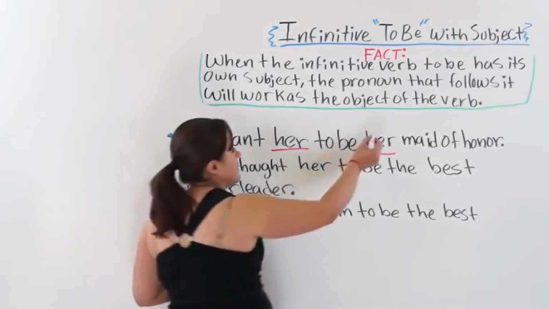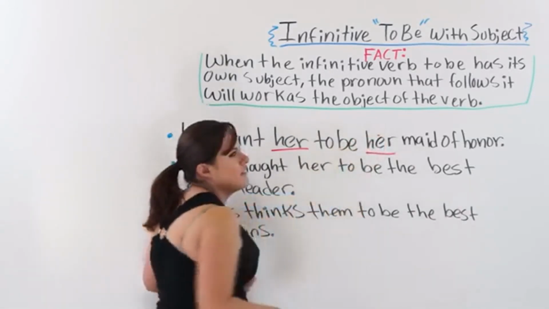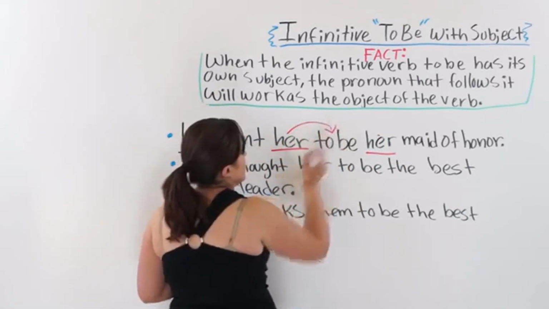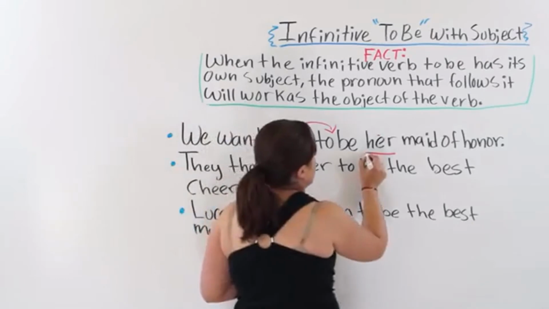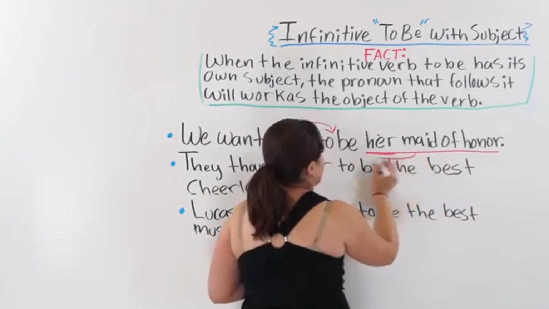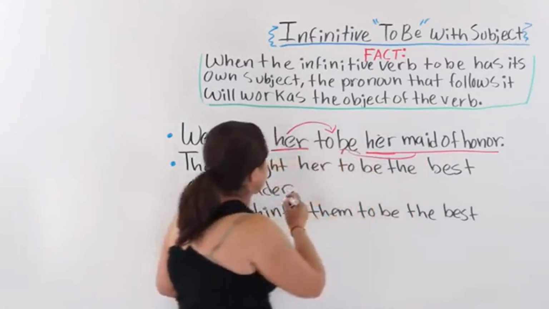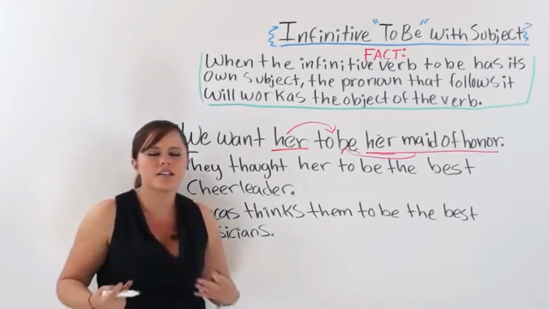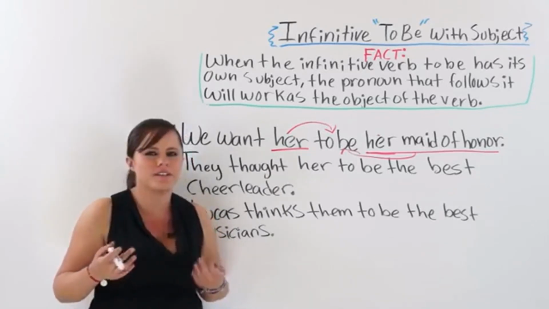This one, right? No, it's this one. Why? Because this here, her maid of honor, is working as a subject, while this one here is working as the object. So that is the object pronoun in the sentence.